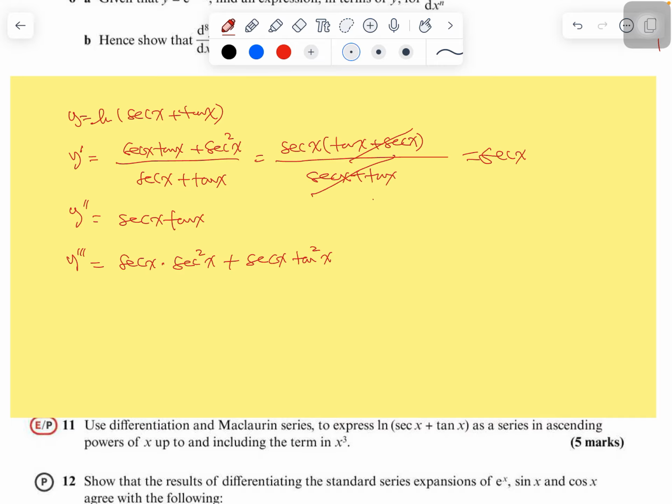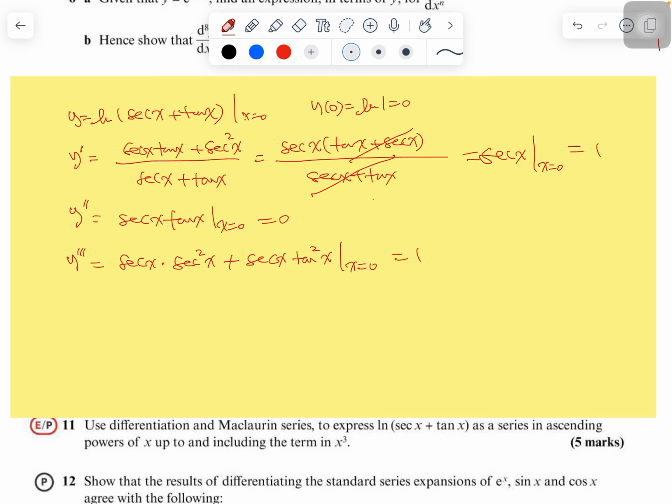So this is for the Maclaurin series. We need to put 0 into x. So when x equals 0, y becomes ln of secant 0 plus tangent 0. Secant of 0 is 1, tangent of 0 is 0, so ln 1 becomes 0.